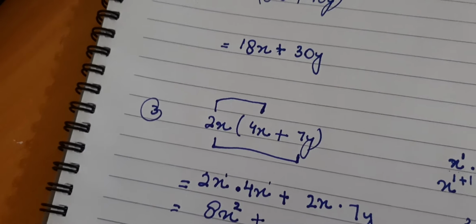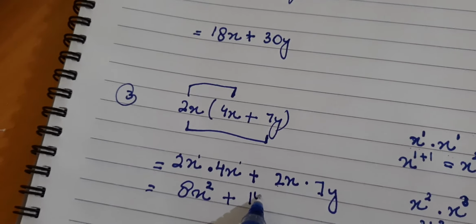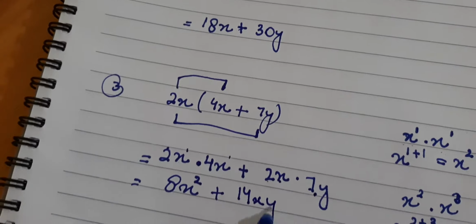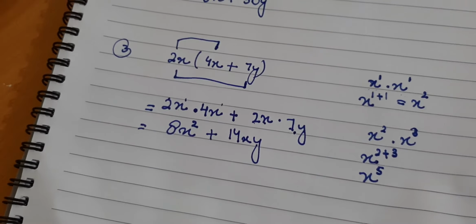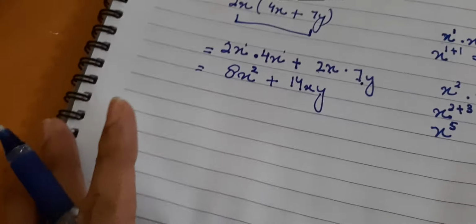Alright. So now what happens? Here we have plus 2x multiplied by 7y. Now 2 multiplied by 7 is 14. And x multiplied by y will be xy. Alright. I hope it's clear. Let us go to one more example.